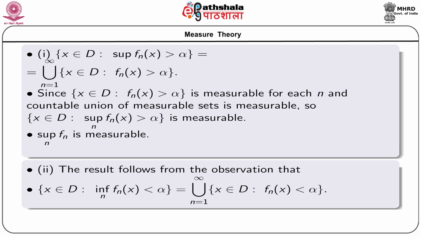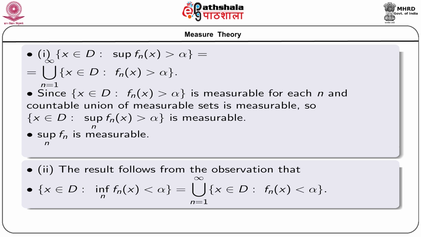Now, from these two assertions, the measurability of lim sup f n and lim inf f n also follow, because just remember the definition of lim sup. What is lim sup? Lim sup of f n is defined in this way. We first take the supremum of all f n, then we take the supremum of the functions starting from f 2, that is f 2, f 3, f n etc. Then we take the supremum of the functions starting from f 3.